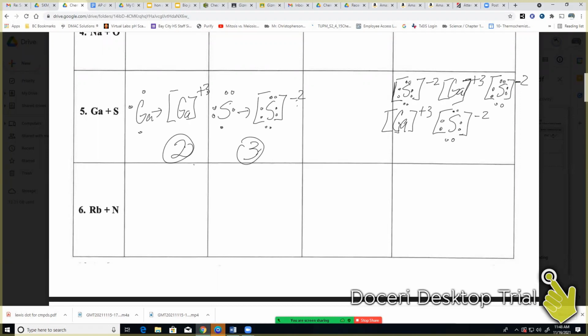So that way, if I look at them, I have a +3, and I'm just drawing circles around it. This is not part of, just like yesterday, it's not part of the structure. +3 gives me a total of +6, and then I have -2, -2, -2, so a total of -6. So my positives and negatives cancel out. So what would be my formula here? Ga2S3. Metal always goes first, and then its name would be gallium sulfide, exactly.